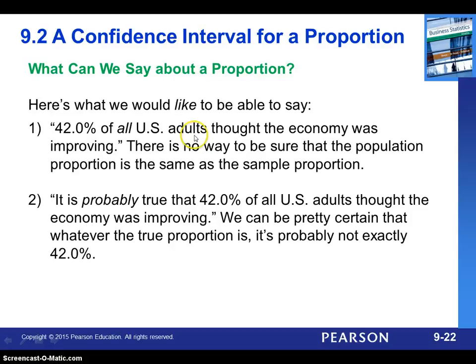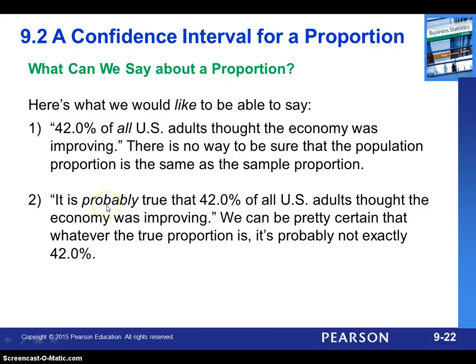economy is getting better. Now, can we say it's exactly 42%? Well, no, we cannot. Yes, I took a large sample of 3,500 people, but if I took a sample of a different set of 3,500 people, I can almost guarantee you it will not be 42% as the proportion of people who think the economy is getting better. So we cannot say that exactly 42% of U.S. adults think the economy is getting better.